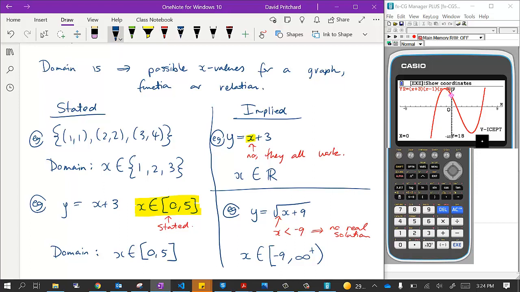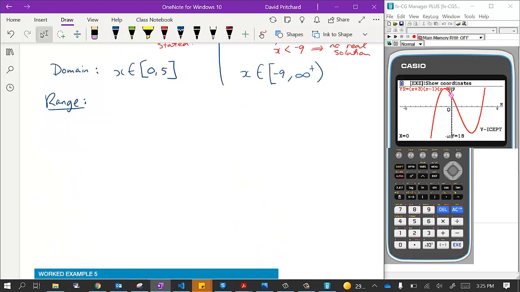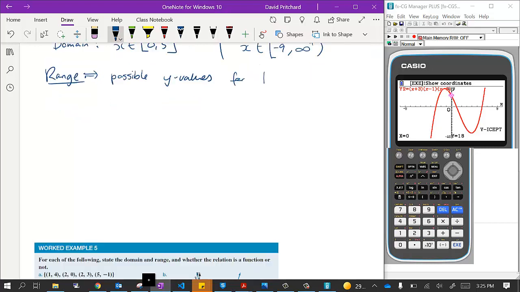All right, so a stated domain is nice and easy. Implied domain is a little bit harder. We have to think about the problem and consider the values that we could possibly insert into that function or relation. Now, range is simply then the possible y values for the graph, relation, or function. So now we're looking at those limits to the y values. Now, generally, with range, we'll have to work it out ourselves. So most of these are implied, or at least we're trying to calculate range values. So all must be considered or calculated.